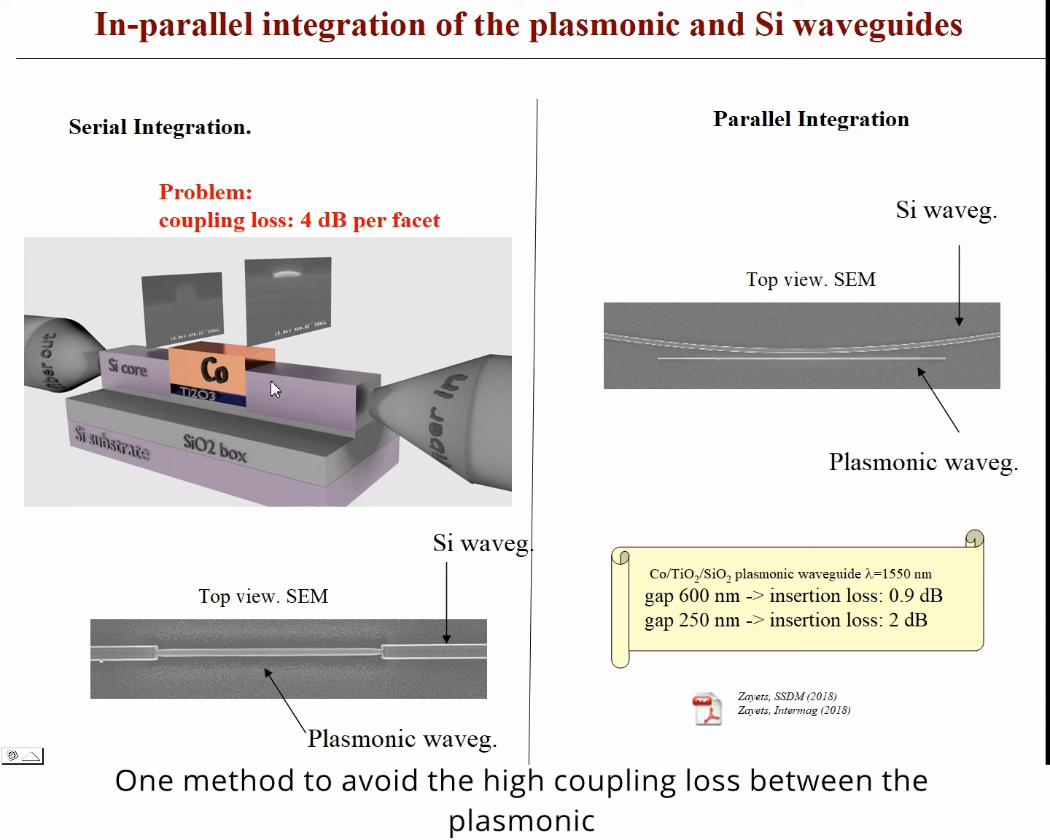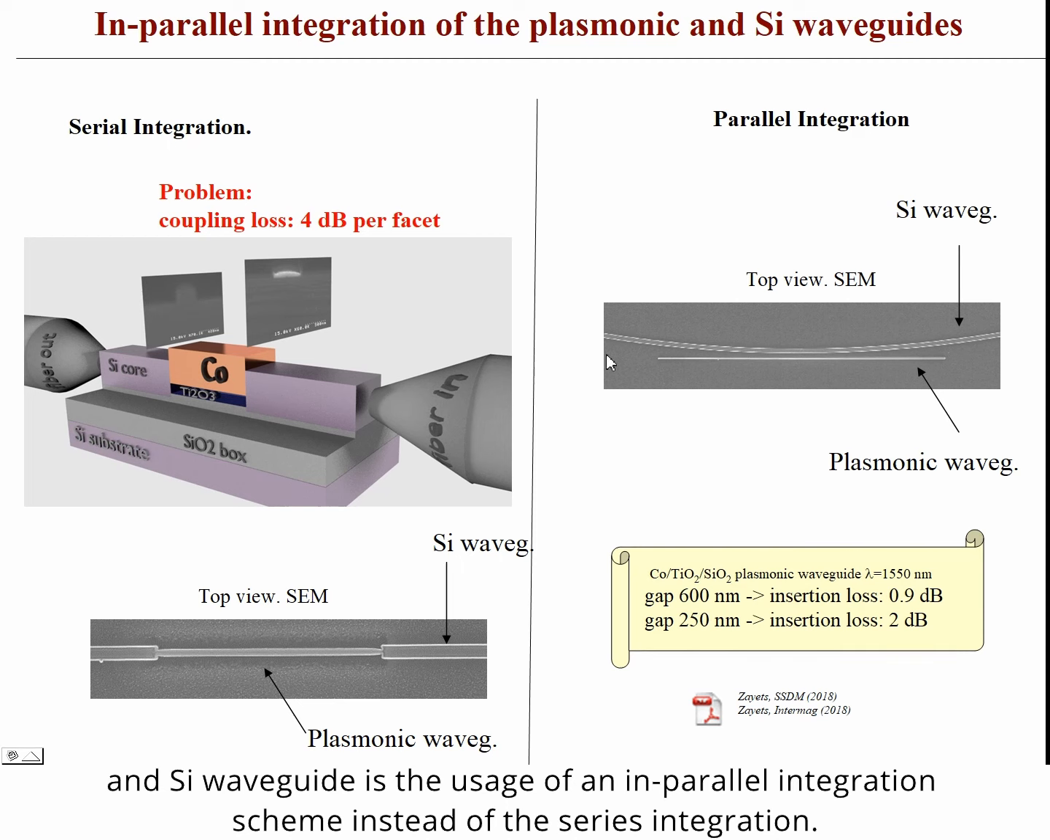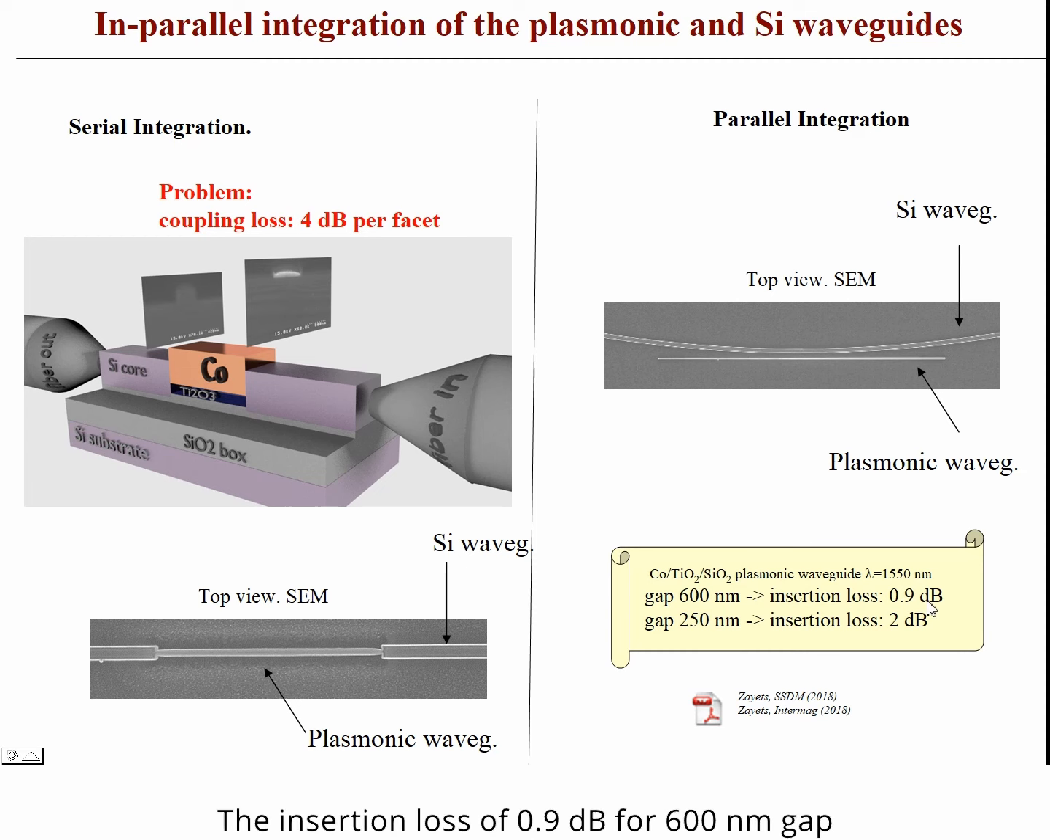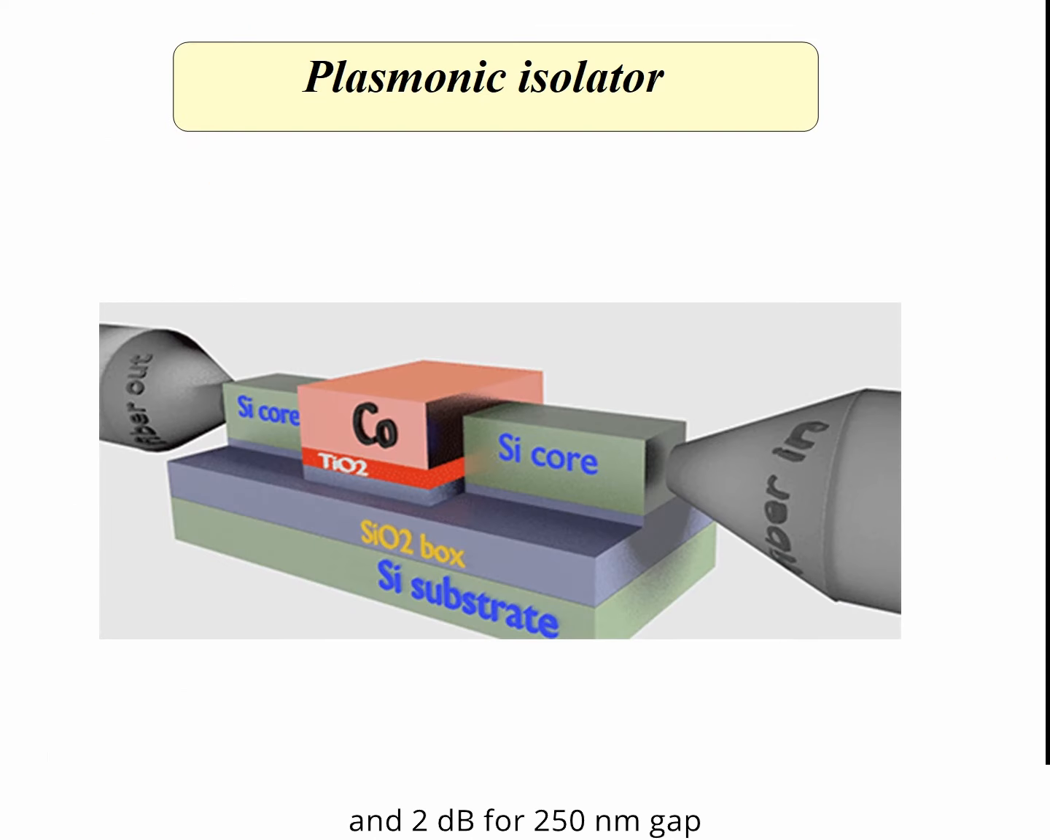One method to avoid the high coupling loss between the plasmonic and silicon waveguide is usage of a parallel integration scheme instead of the series integration. We have already achieved a very good result for parallel integration. The insertion loss of 0.9 dB for the gap of 60 nanometers and 2 dB for gap of 250 nanometers. Next, I will talk about plasmonic isolator.